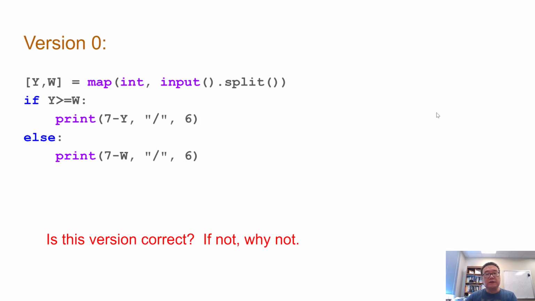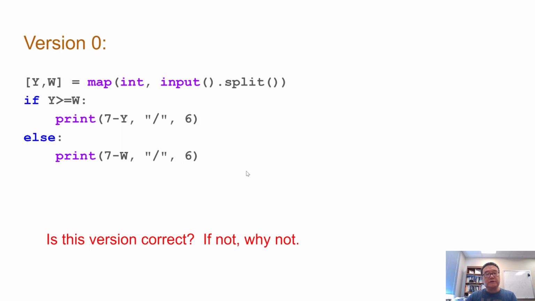So this is the code that my beta tester came up with when he first saw this problem. We first read in the two values, and then he realized that there are two cases. The first is y is greater than or equal to w, in which case the number of ways that we will win is 7 minus y. So if the biggest value is 1, then there are 6 ways we can win, 1 through 6 all okay. So we just want to print this fraction. Similarly, if y is less than w, then the number of winning ways is 7 minus w.